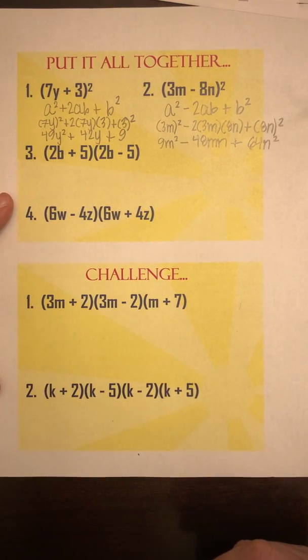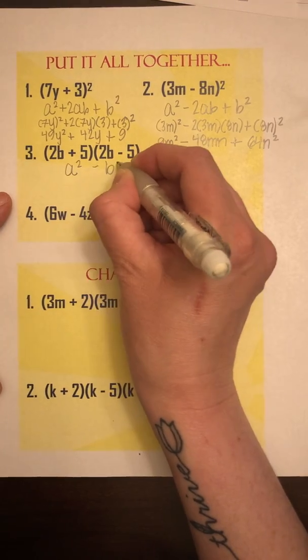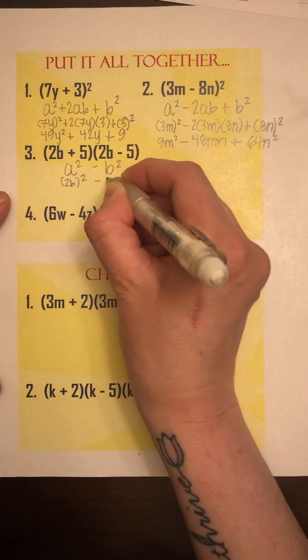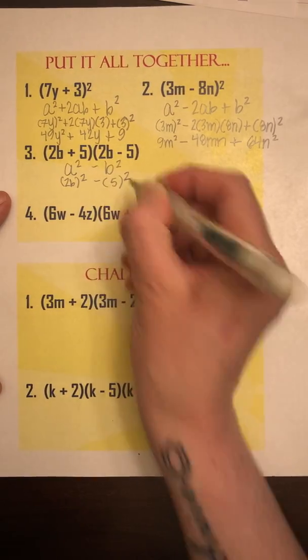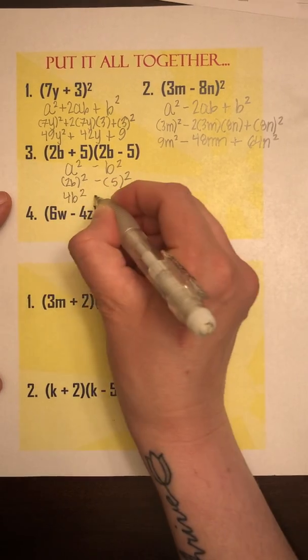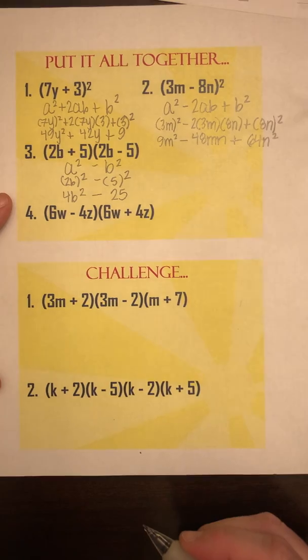Number 3, this is the difference of squares pattern. So this is your a squared minus b squared. We're going to plug in a 2b for the a, and we're going to plug in a 5 for the b. So our first term is going to be 4b to the second power, minus our second term, 25.